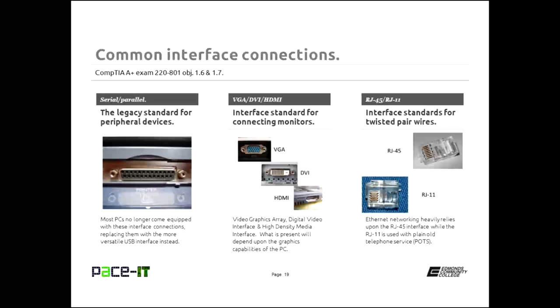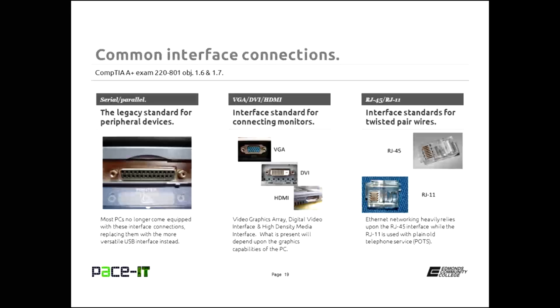Let's talk about the interface standards for twisted pair wires, the RJ45 and the RJ11. Your RJ45, your registered jack 45, is technically really a modular 8-pin, 8-conductor connector. That's just a whole lot harder to say than RJ45. What that means is it has 8 pins in the connector, and it can take up to 8 wires. That is the interface that everybody is pretty much familiar with, especially if you've done any Ethernet networking, because that is the standard plug for that.